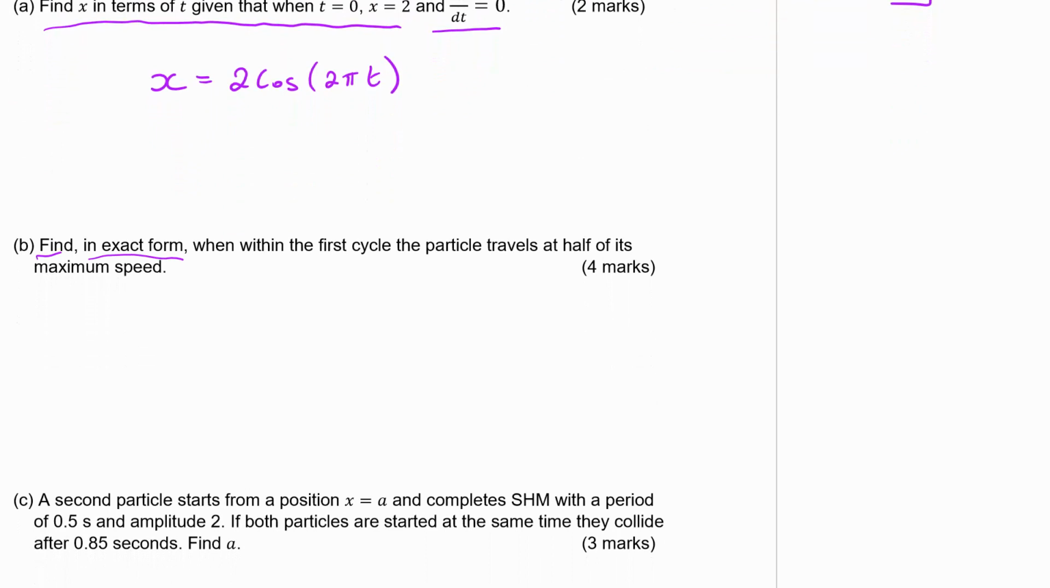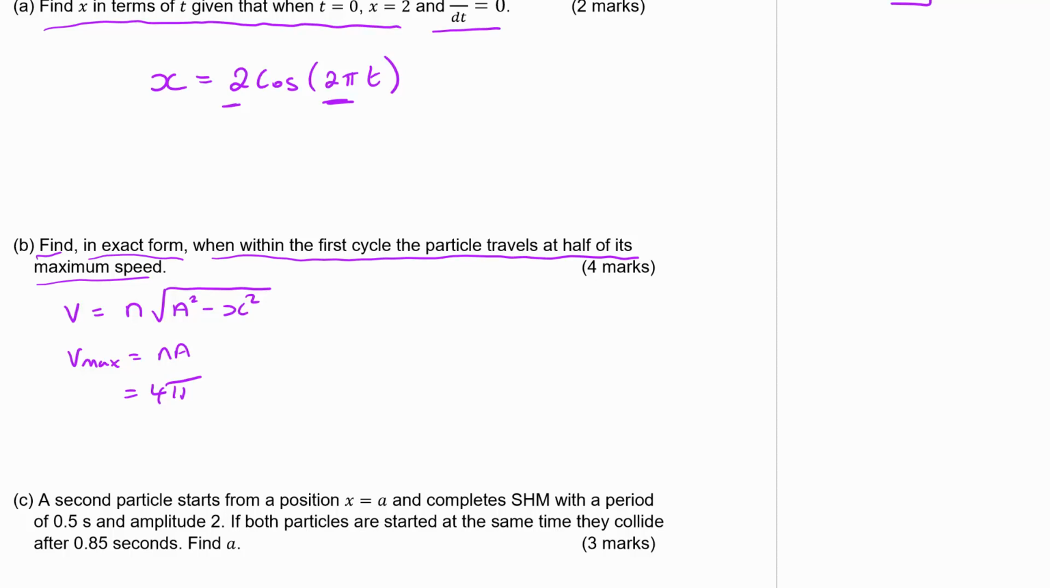Find, in exact form, when within the first cycle the particle travels at half of its maximum speed. Okay, well, we know that v is equal to n root a² - x². And we know the maximum speed is when x is 0. So v max is equal to na. Remember this is n and this is a. That is going to be 4π. So we're interested in half, which is going to be 2π.